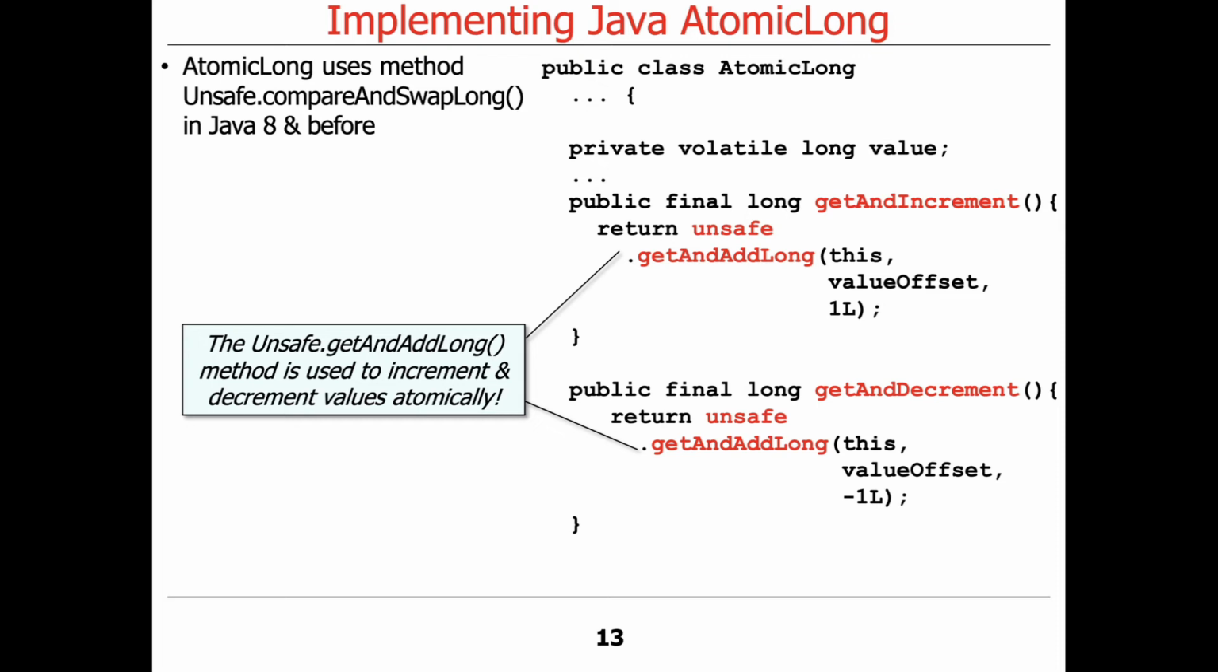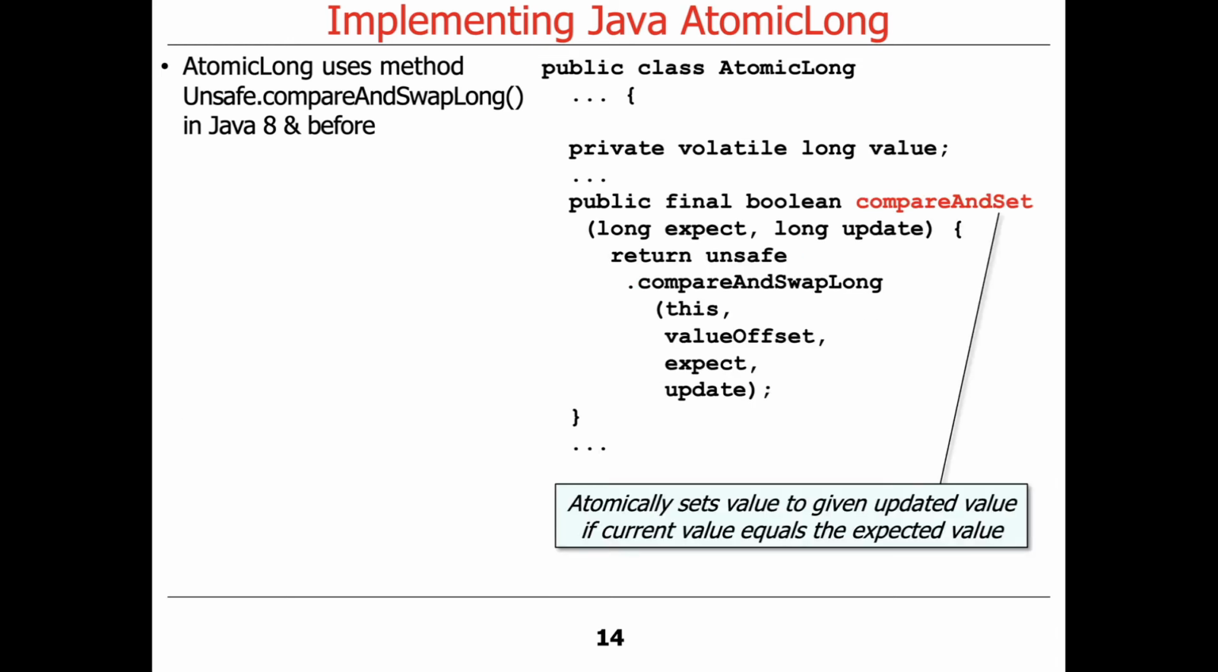So what we're doing here is we're implementing get and increment and get and decrement by using get and add long, going off of this object, which is the atomic long object for which get and increment or get and decrement is being called. We're taking the value offset, which is the value offset that we got from that reflection stuff. I probably should have used that up there. And then we're going to go ahead and add 1 to it or subtract 1 from it. So this is where all the magic is happening to do the increment and decrement atomically. So you can see the layering that's taking place. It's really cool.